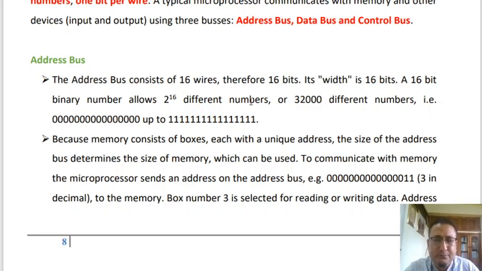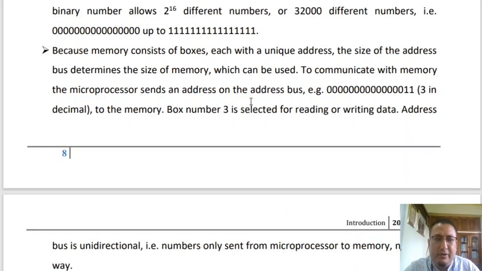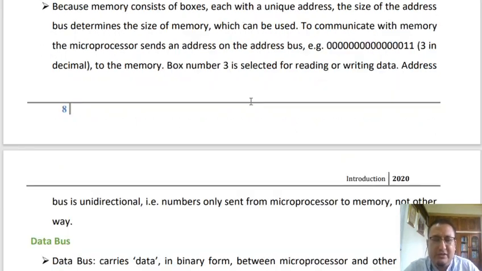Now, whenever a particular memory cell is to be selected, we place these 16 bits across the 16 address lines, and then we select a particular memory cell. The address values are always communicated from the microprocessor, so that's why address lines are always unidirectional in nature.